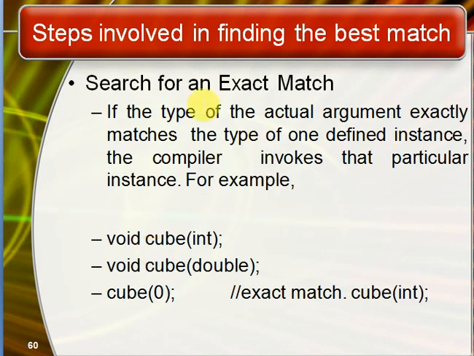The first case is a search for an exact match. If the type of the actual argument exactly matches the type of one defined instance, the compiler invokes that particular instance. For example, void cube int, void cube double. These two are function declarations. Its function call is cube 0. So the exact match for cube 0 is an integer value. That's why it will invoke cube having an integer argument.